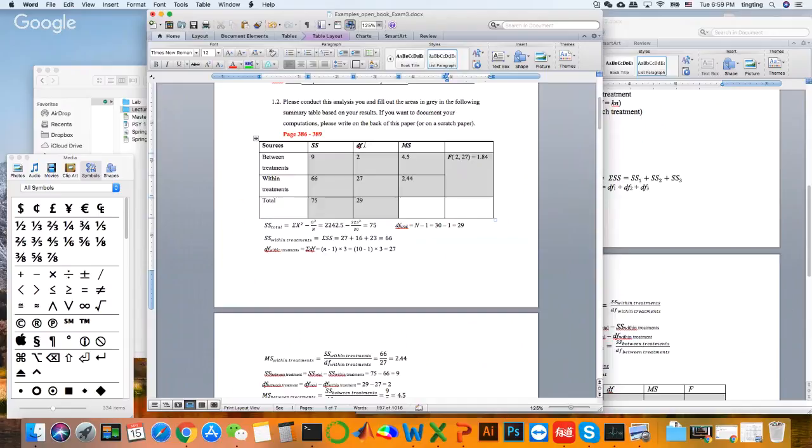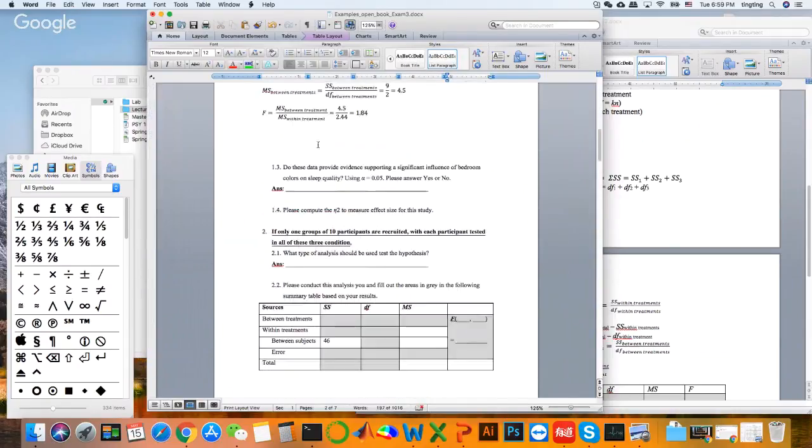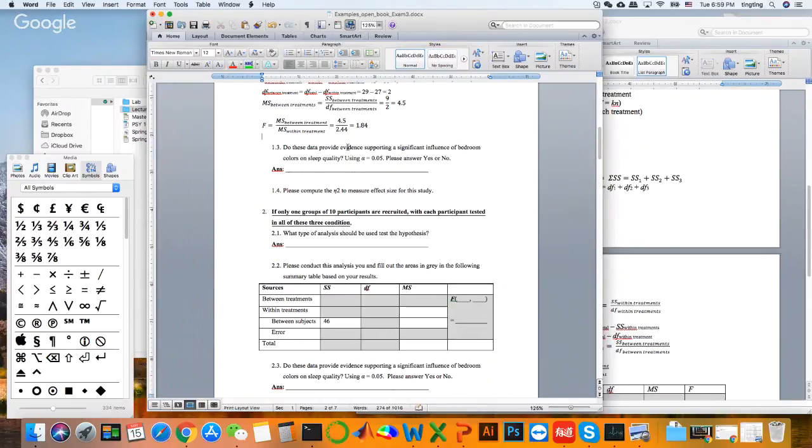So we finish this table. And the next question: do the data provide evidence supporting the significant influence of the background color on sleep quality? Use alpha equals 0.05. Please answer yes or no. So this question asks us to make a decision, right? Which is the fourth step of the four-step approach, hypothesis testing.